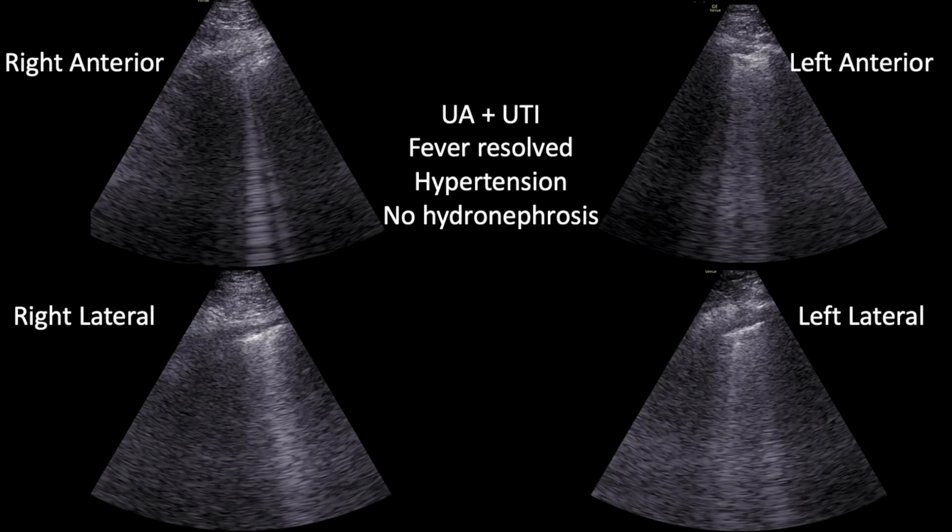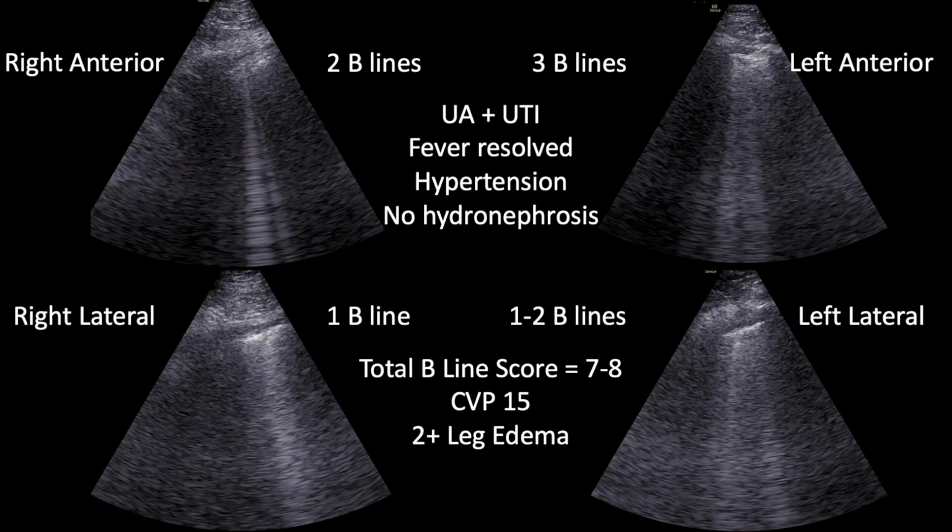And when we look at his lungs, here are freeze images of each of his anterior lateral lung exam. If you add up his B lines here, he still has 7 to 8 total B lines, as well as a central venous pressure of 15 and 2+ leg edema.